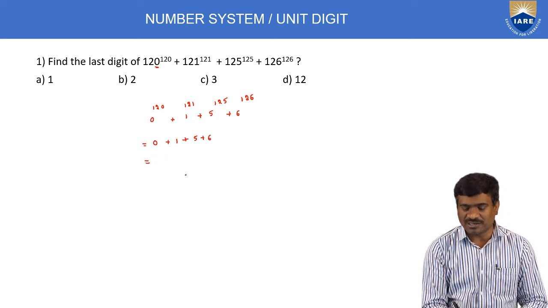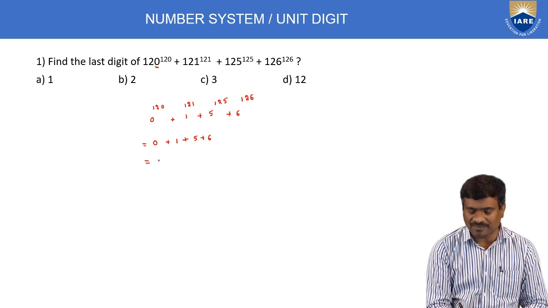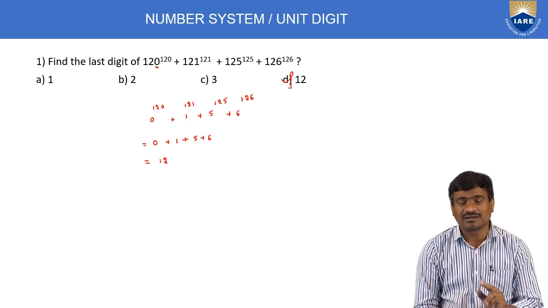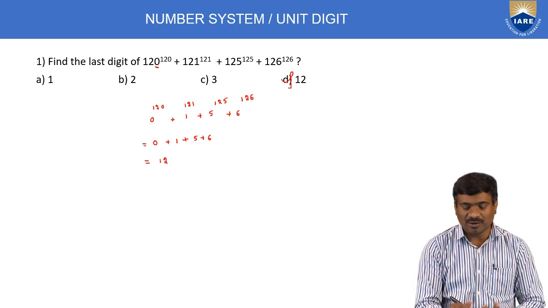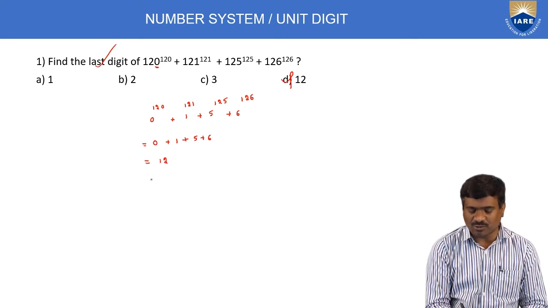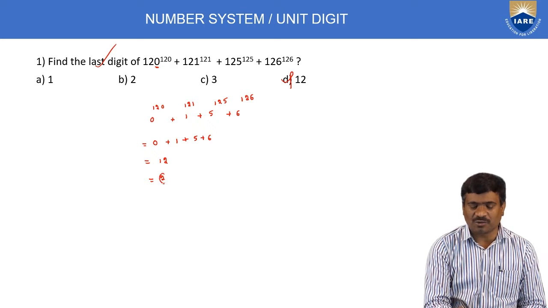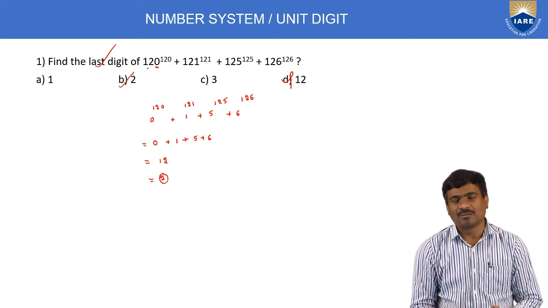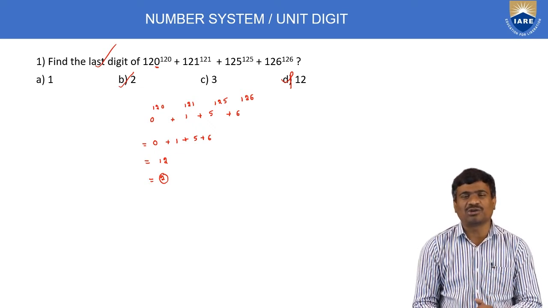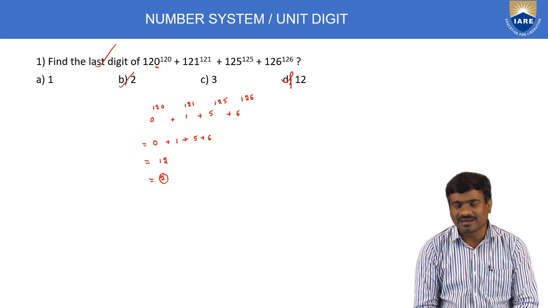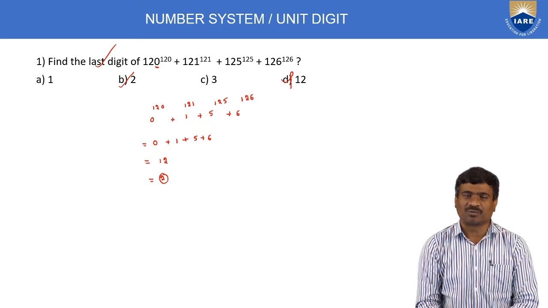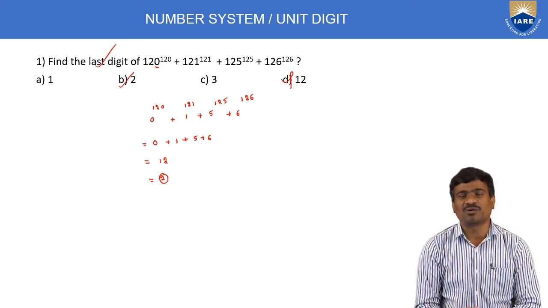Next, apply the operator, addition: 0 plus 1 plus 5 plus 6, that value is 12. But option D, 12, is not correct. 12 has a tens digit and a unit digit, but the problem asks only for the last digit. In 12, the last digit is only 2. Therefore answer B is correct, not D. Don't get confused that 12 is also an option. The target is only the unit digit, not the tens digit. Calculate only the unit digit; that is the correct answer. Your first question's answer is B.